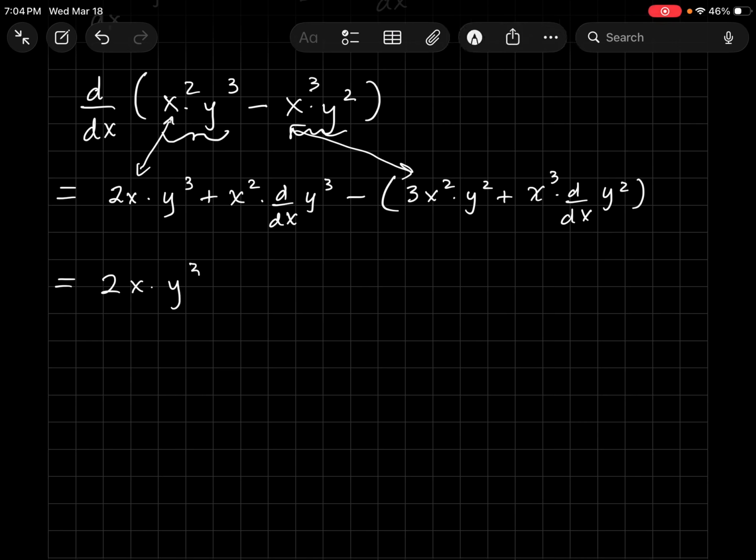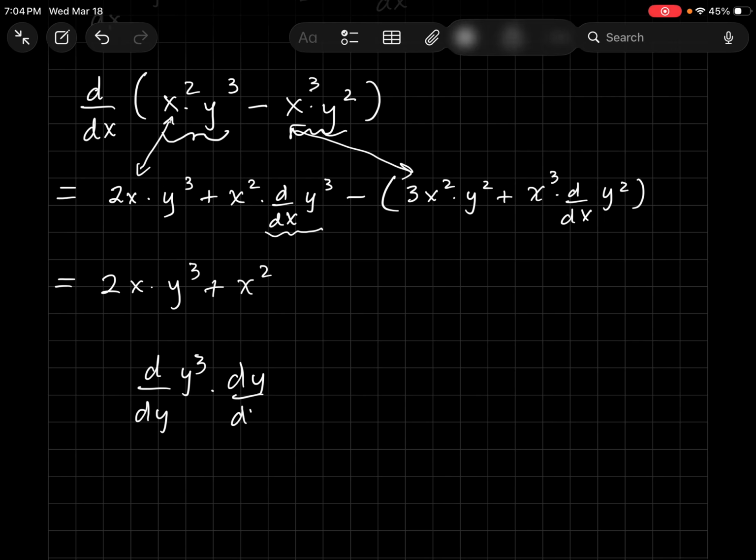So I have 2xy cubed plus x squared. Now, how do I do the derivative of this with respect to x? Well, the derivative of y cubed with respect to y, I know how to do that, but then I need to multiply by dy dx to make my expression match. That's the chain out. So this would be 3y squared times what? Well, times the chain out dy dx.